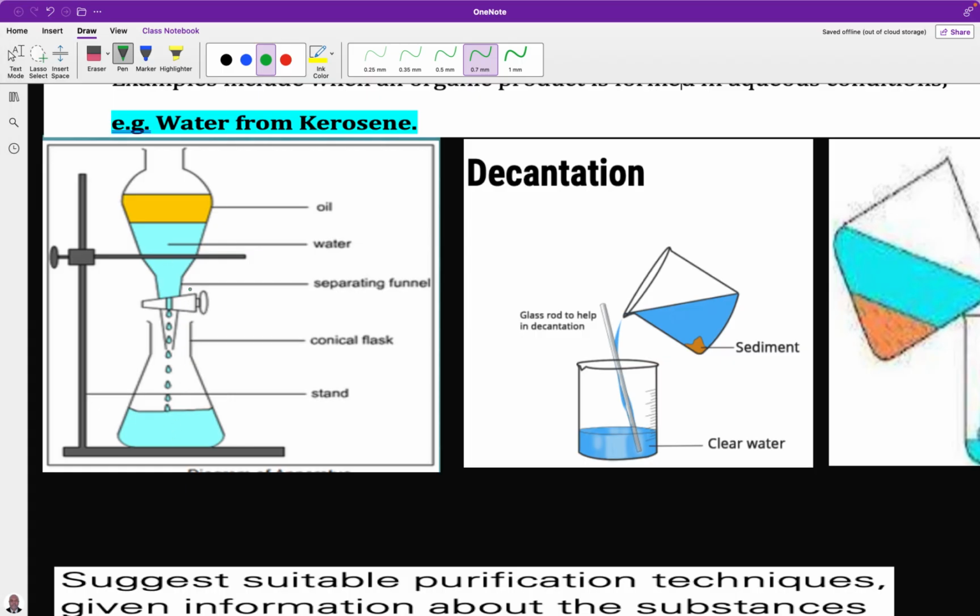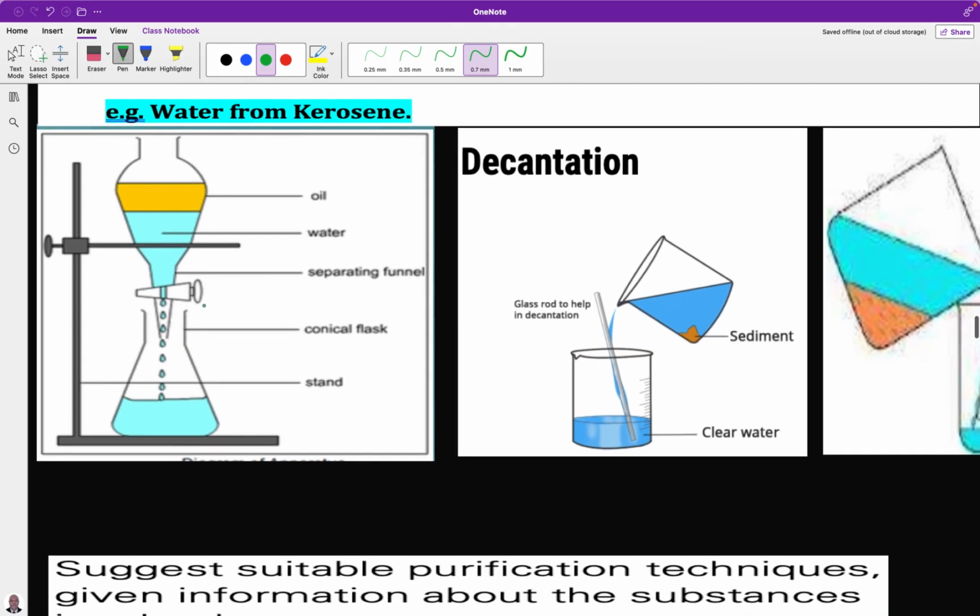When it gets to this level, you stop. You open the tap, and water comes out. As water comes out, when it gets to this level where water ends, you close the tap. And you now collect your water separate from the oil. The same thing goes with kerosene and water. If you are not using a separating funnel, you can use the process of decantation.